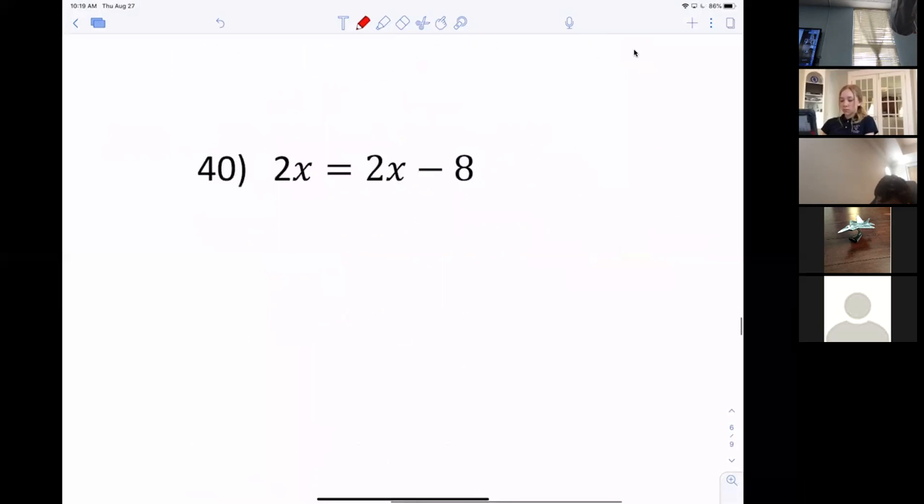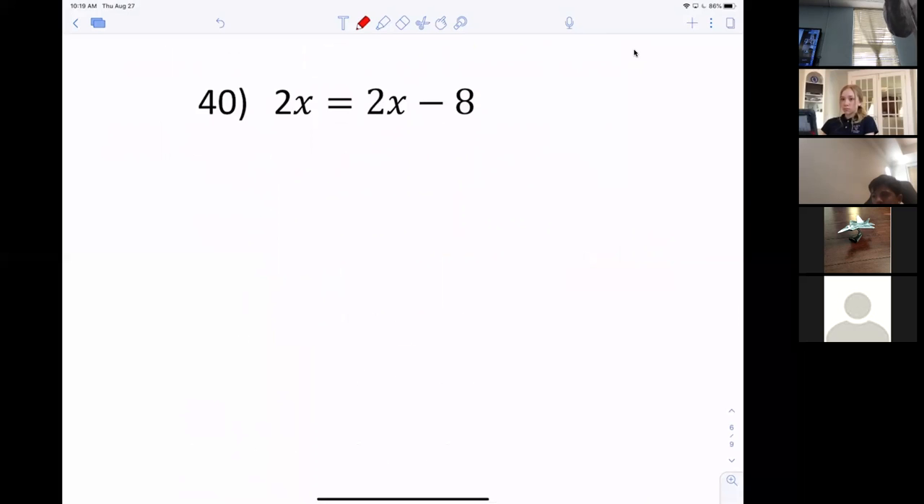All right, here we go. 40. Everybody should be able to look at that and say something's a little wrong here. Is it possible for 2x to equal itself minus 8? No, it's not possible. So this is no solution. There is no solution for this problem. 2x will never be 2x minus 8. Does anybody have any questions with that? Anybody have any questions? Nobody? Then there would be a solution because it's not exactly the same.